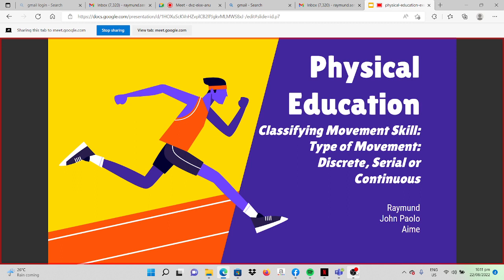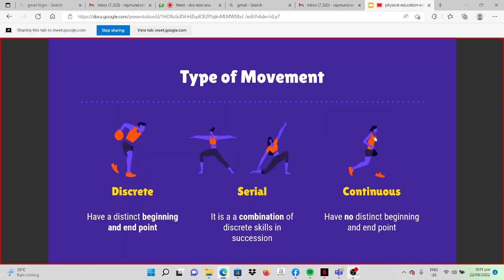So, what are the types of movement skills? We have three different types of movement skills. First, the discrete skills, second, the serial skills, and third and last, the continuous skills. In order to remember the three, I use a mnemonic, the sentence "Do something creative." D stands for discrete, S is for serial, and C stands for continuous. Do something creative.